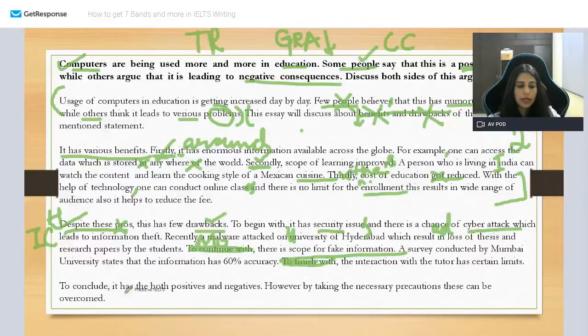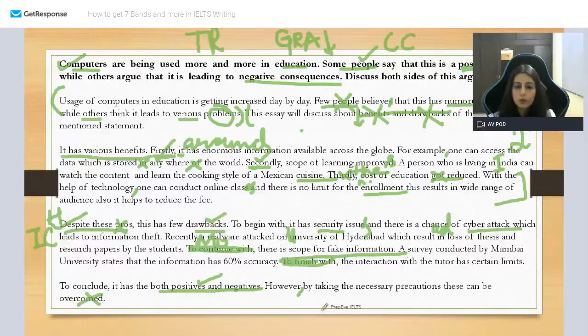To conclude, it has both positives and negatives, which is perfectly fine. However, by taking the necessary precautions, these can be overcome. Now, this is incorrect. We'll be saying, however, these can be controlled, tackled, managed, improved, or you can say supervised if proper precautions are taken. So this is how we can end our conclusion.